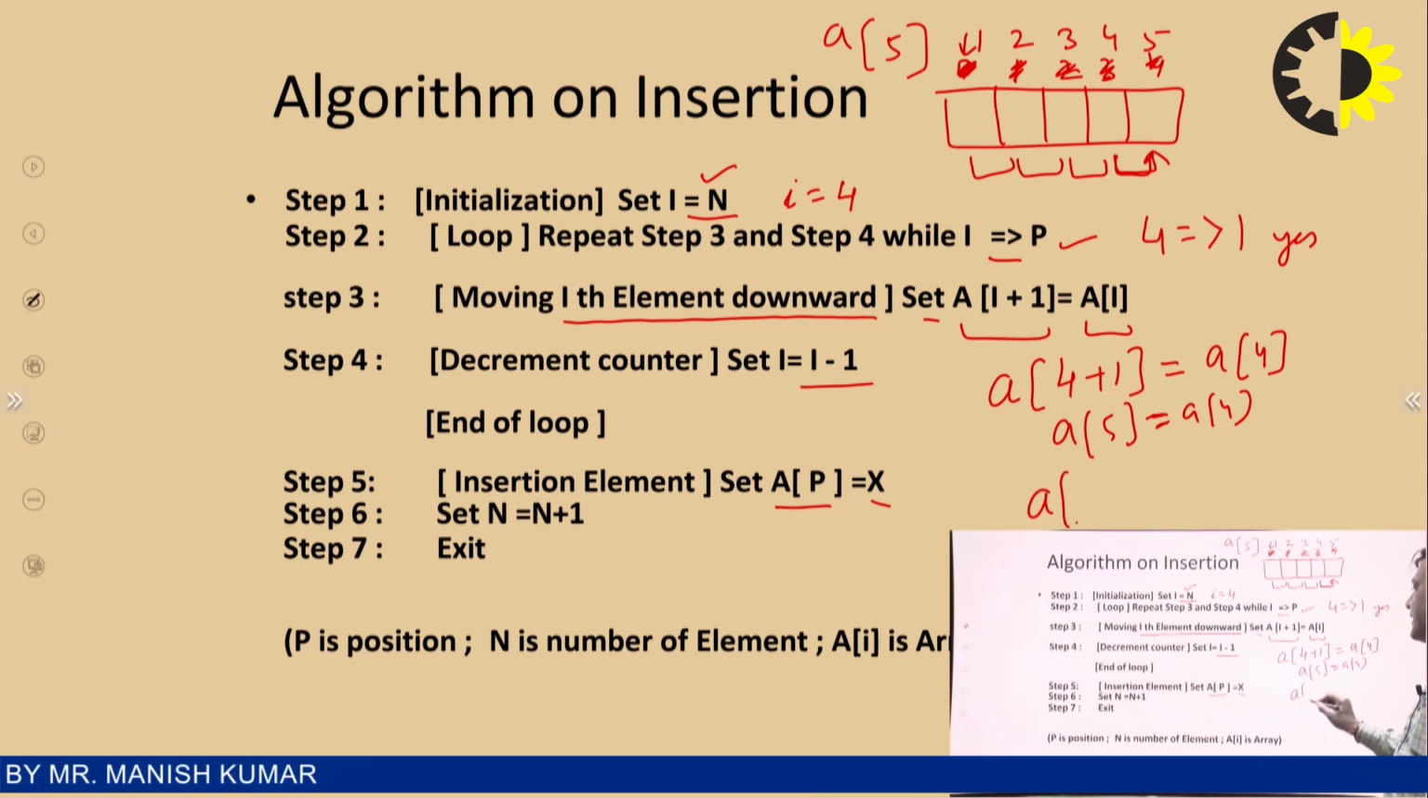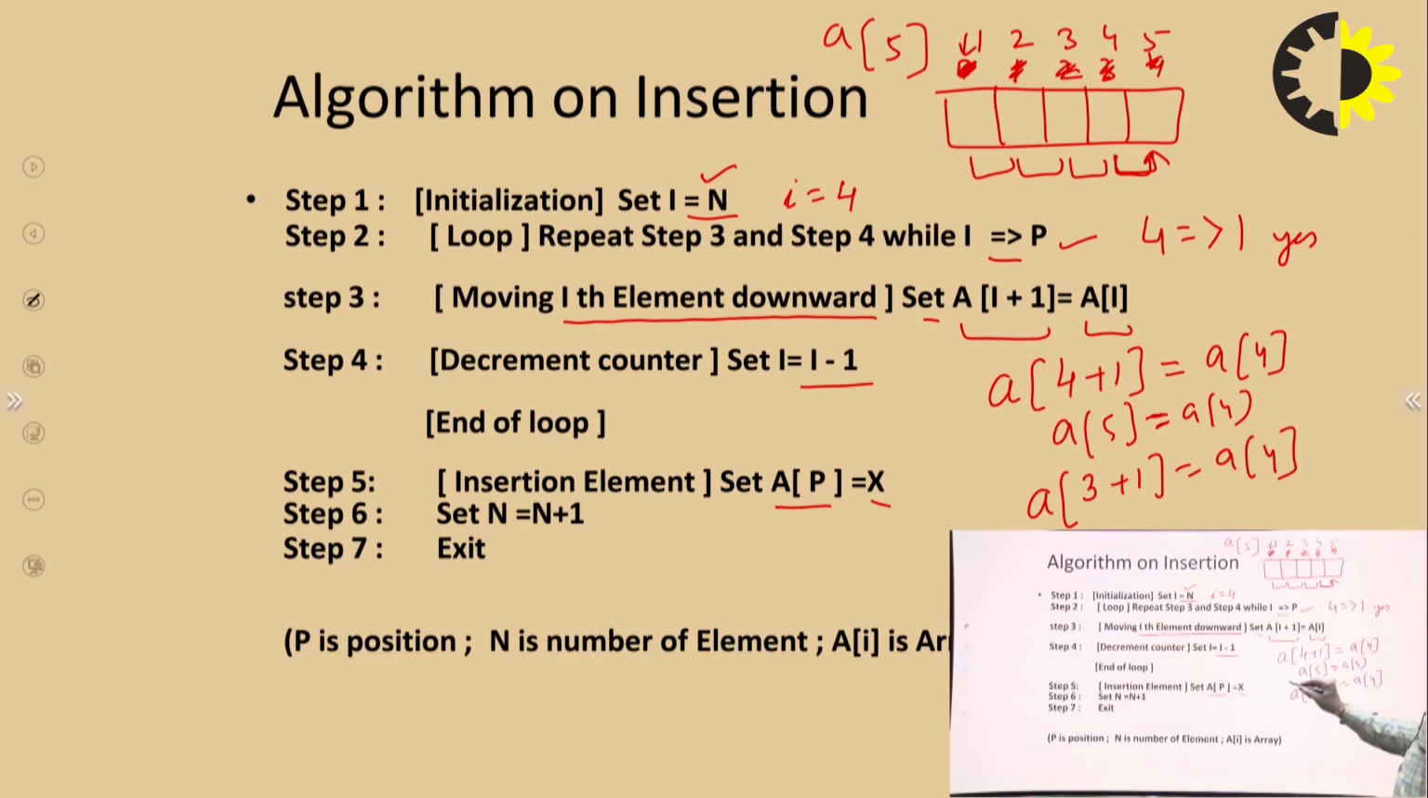Then again, A of 3 plus 1 is equal to A of 4. So A4 is equal to A3. The value will be here. Then this will be connected, moving downward. Again, a decrement will take place. 2 plus 1 is equal to 3, so the value of A2 will be assigned to A3.